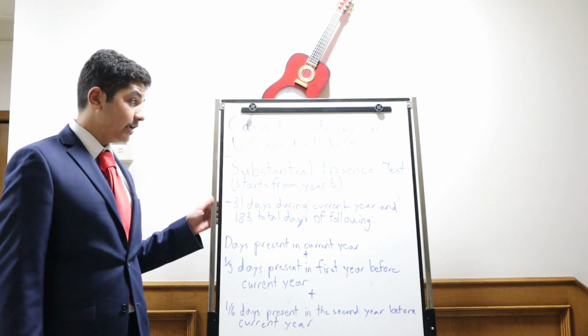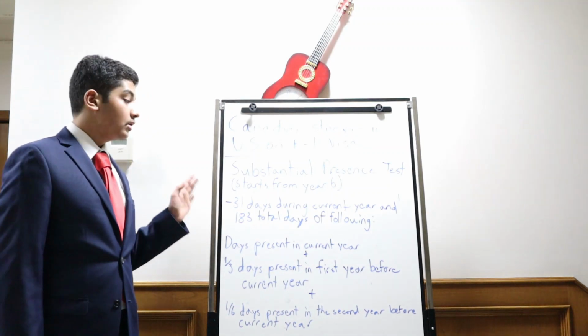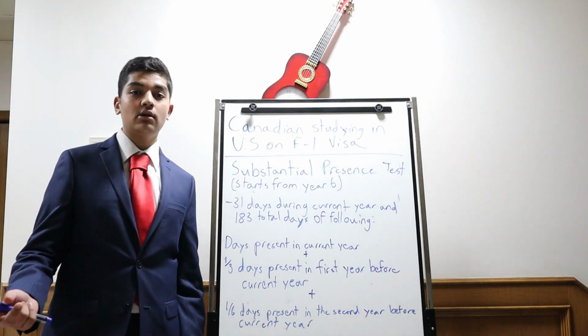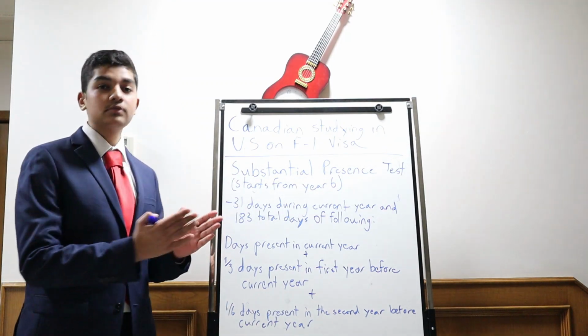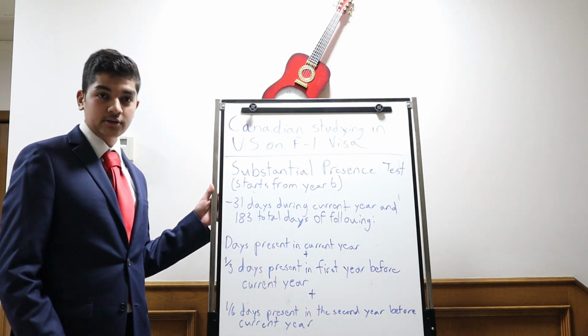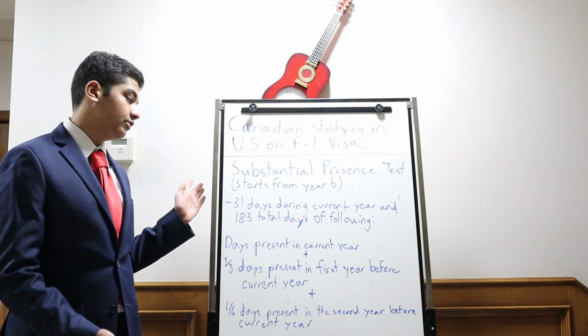Now, how do you calculate your substantial presence? This starts from the 6th year that you're living in the US on an F1 visa. So once those 5 years of being a non-resident are up, this is the way that they'll calculate if you file the resident tax or not.